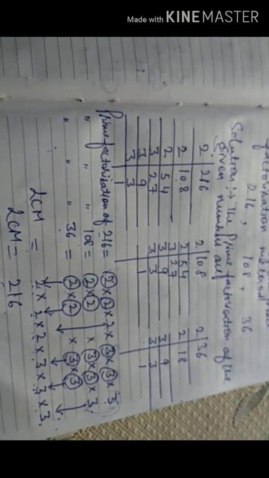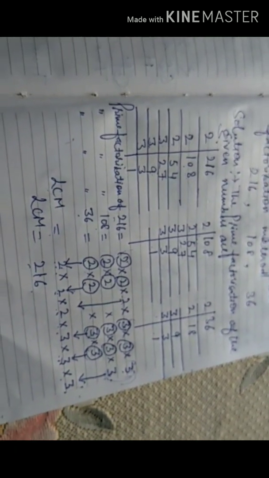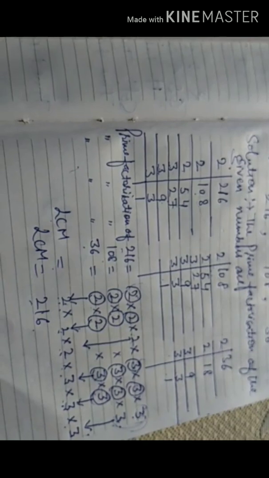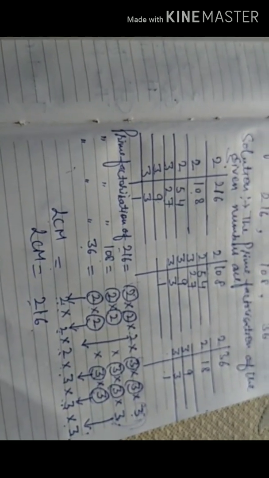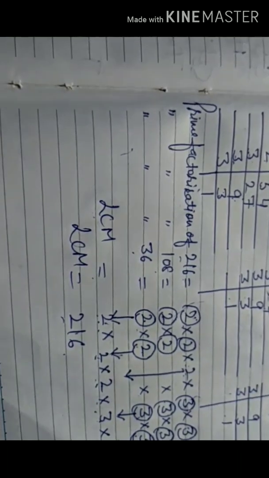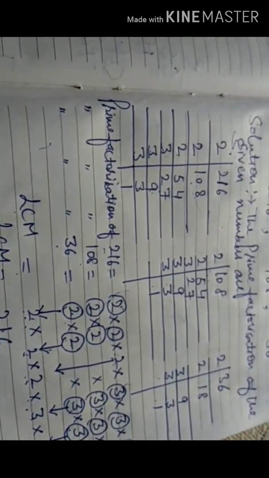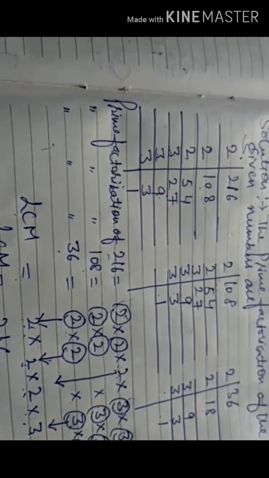In my next video I will teach you how to find the LCM by the common division method. This third method is the last method for finding LCM. The next method will be the common division method.